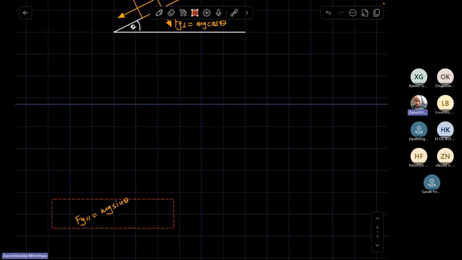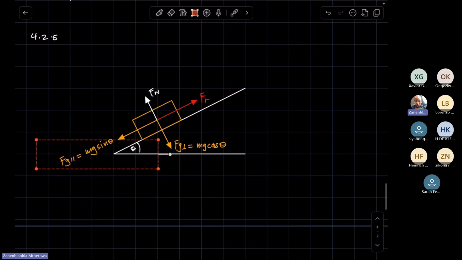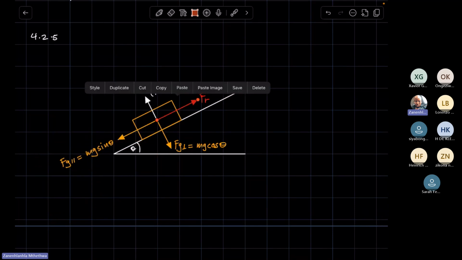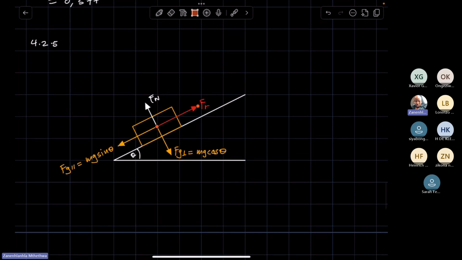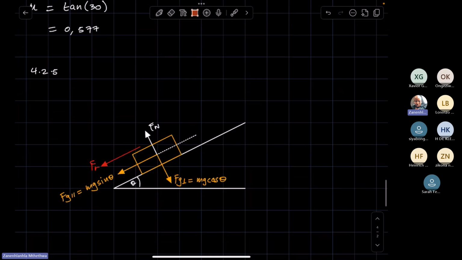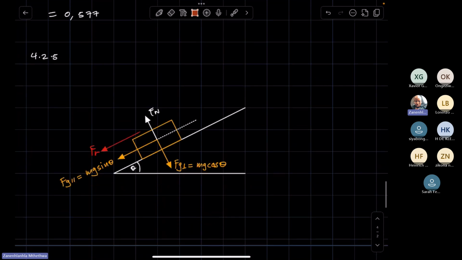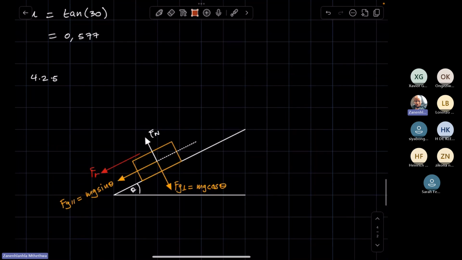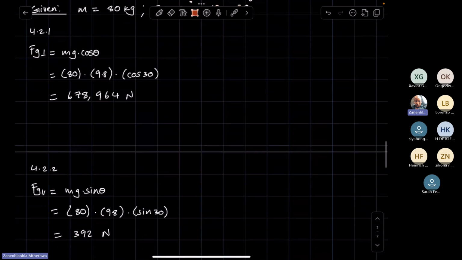Right. This is moving down the... I mean, it's moving up the incline now. So if it's moving up the incline, its direction of friction is going to be different. So friction, remember, always opposes motion, meaning friction is going to be in that direction now. Right? This is moving up the incline.